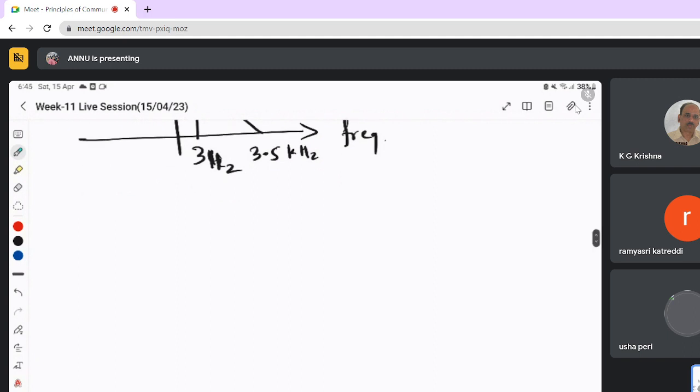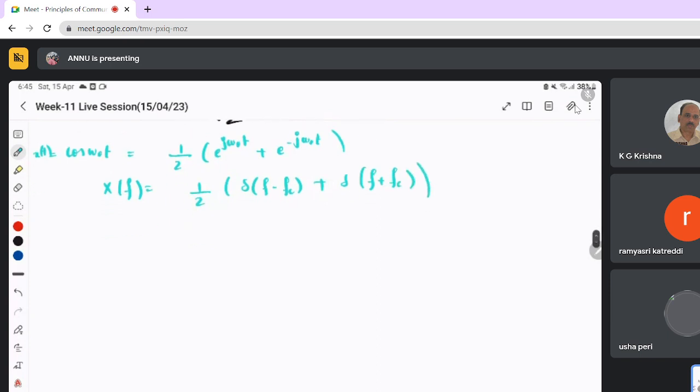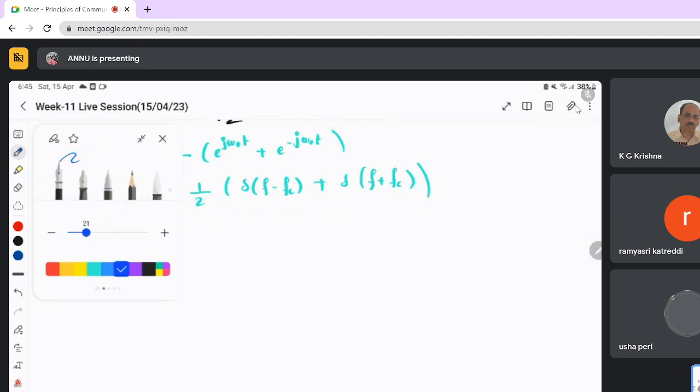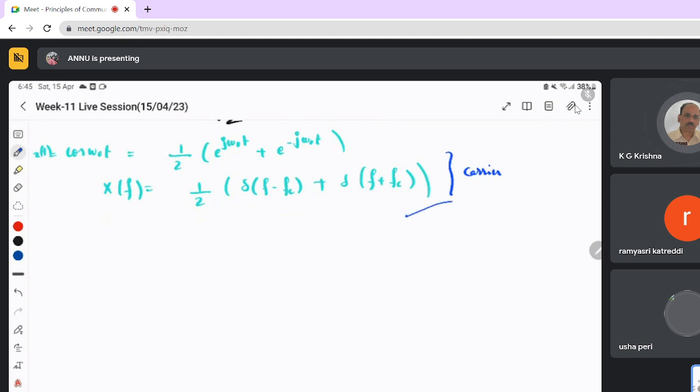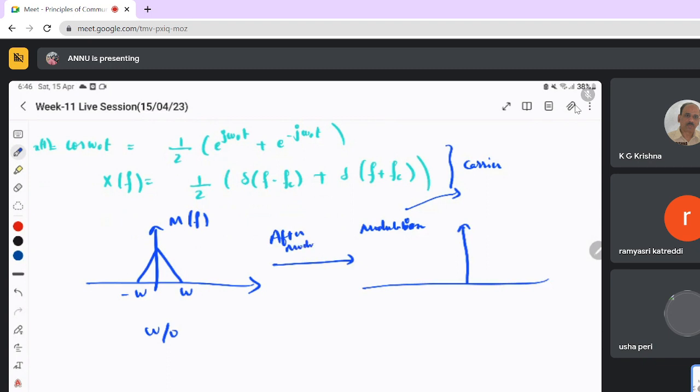So for example, let us consider again this cos omega naught t. It is 1 by 2 e power j omega naught t plus e power minus j omega naught t. If it is x(t), then X(f) is 1 by 2 [del(f minus fc) plus del(f plus fc)]. This is the carrier signal which is used for modulation. For example, if we have this M(f) without modulation, from minus W to W, after modulation it is getting shifted.